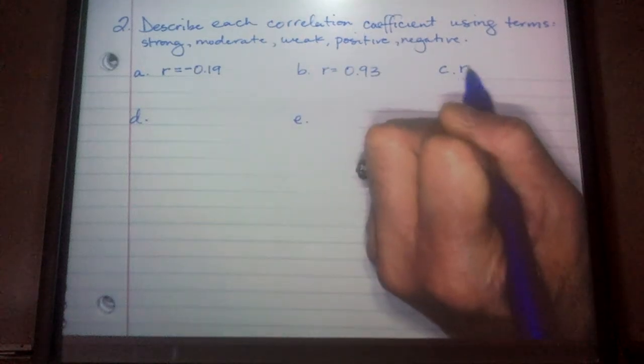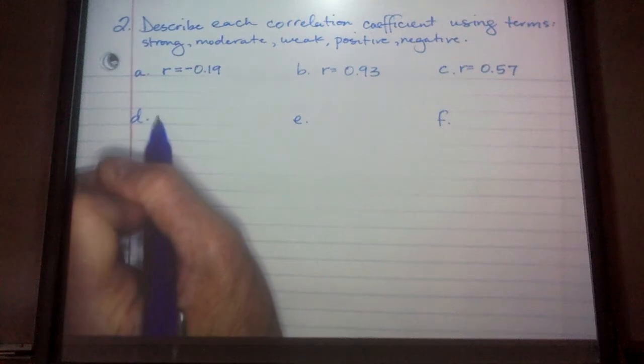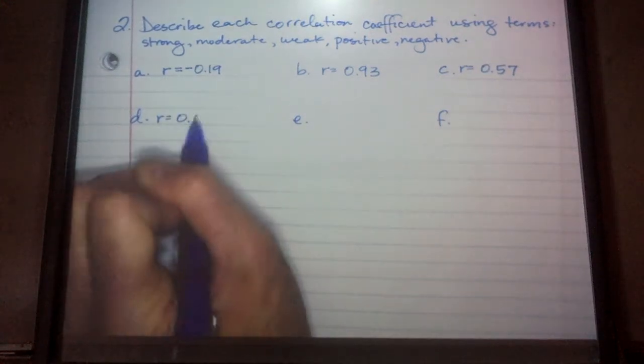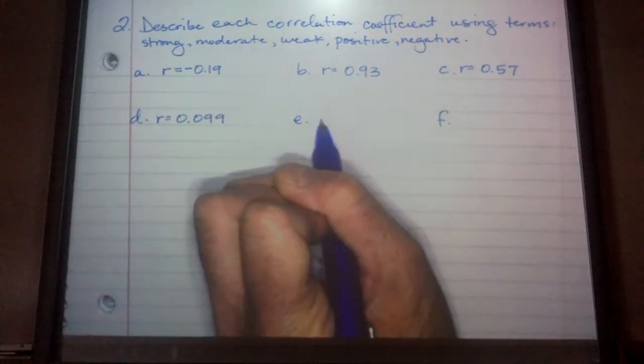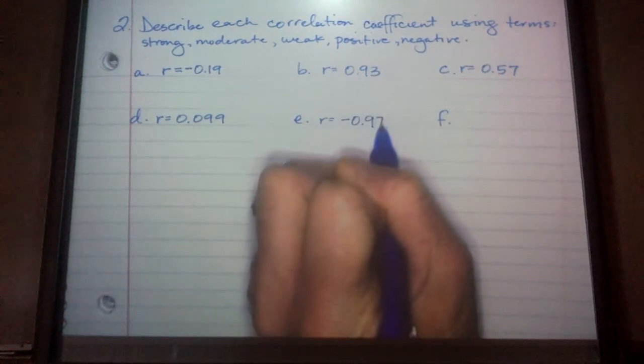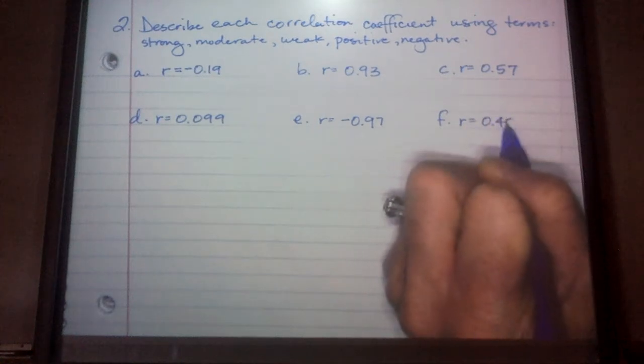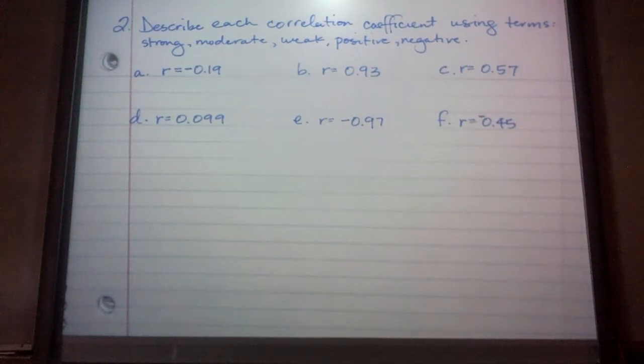B, R equals 0.93. In part C, R equals 0.57. In D, R equals 0.099. In E, R equals -0.97. And F, R equals -0.45. And sorry, that should be negative.